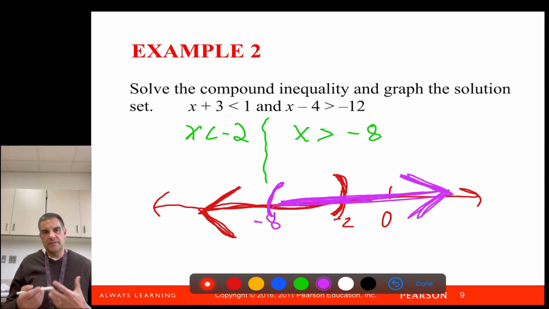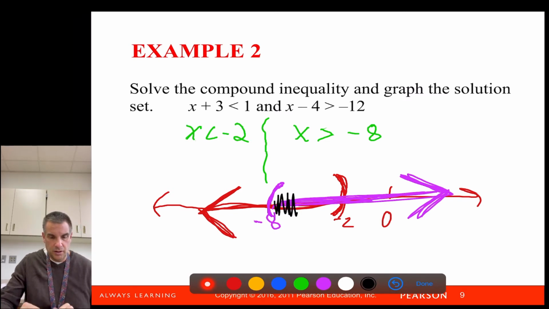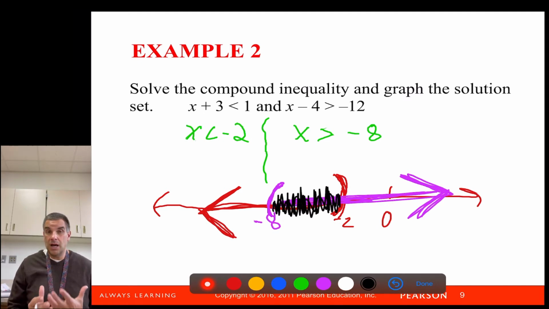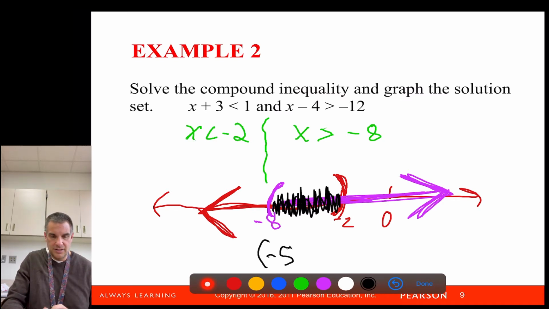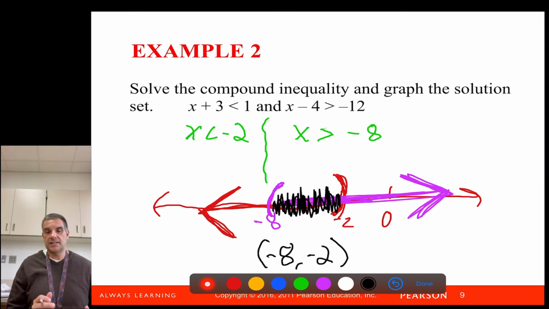So now when we're graphing this compound inequality conjoined with the word and, it means that it's the intersection. So it's the ones that they have in common. The ones that they have in common are all of these points right here, and those are going to be my solutions. Now when you put it in interval notation, you've already seen that there's a parenthesis, a -8, and a -2, and a parenthesis. So that states that all of our solutions to these two inequalities that they have in common are going to be from -8 to -2.